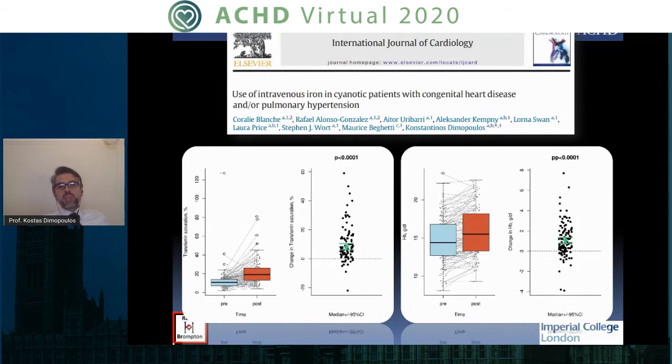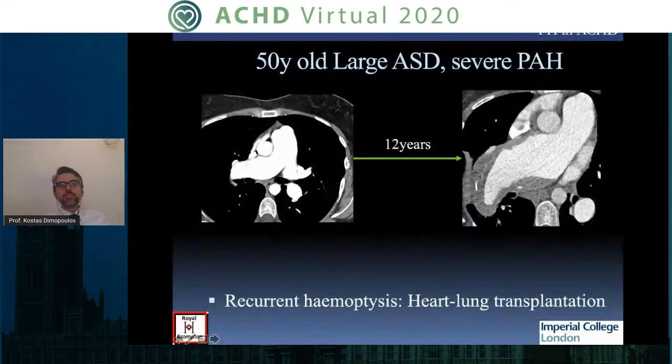But what we have seen is an improvement in transferrin saturations, in hemoglobin levels, and in a study performed by Edgar Tay with iron supplementation, these patients also improved exercise capacity and quality of life.